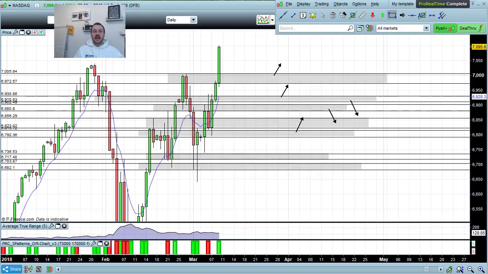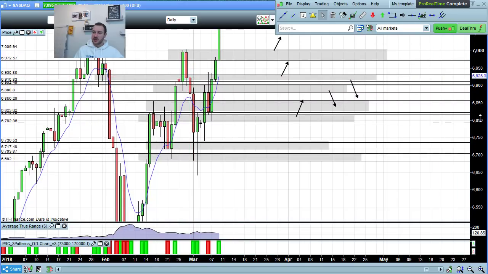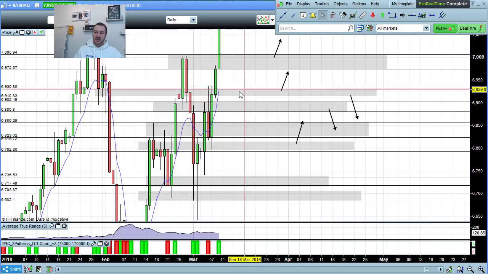Okay guys, let's do the exact same thing for the NASDAQ. So with this market, last week, what we're looking at were two zones right here, 6792 and 68, 6815, 6823, 6856. Then we had 6880 to 6902, 6910 to 6930. With these zones, we had resistance and we had support.